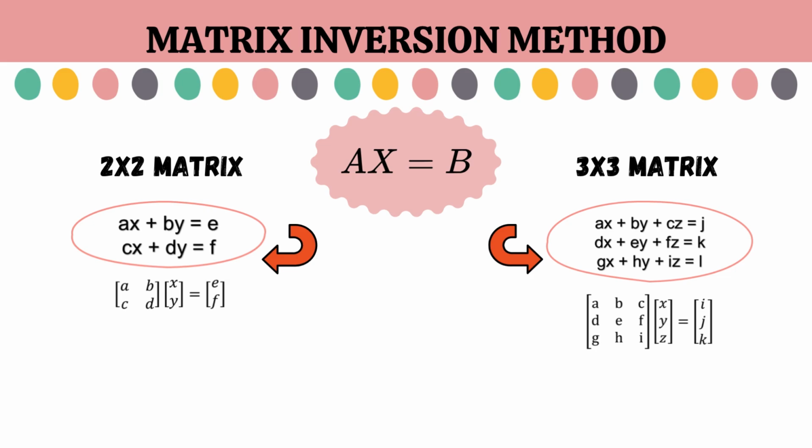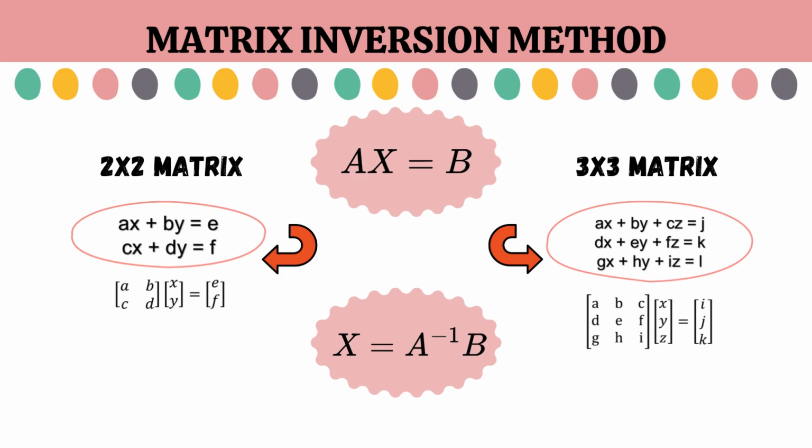Once we have this form, we solve for X by multiplying the inverse of A with B, using the formula X equals A inverse B. This means we are reversing the effects of matrix A to find the values of the unknowns.